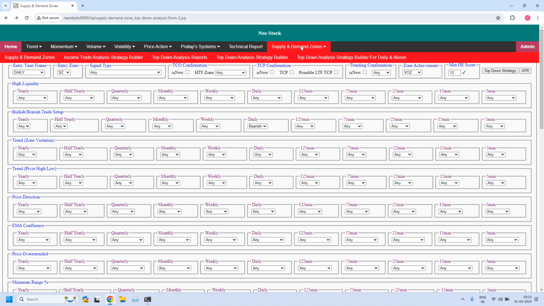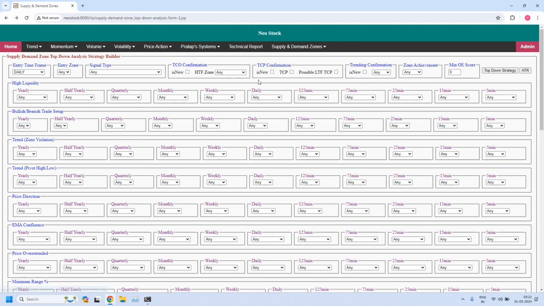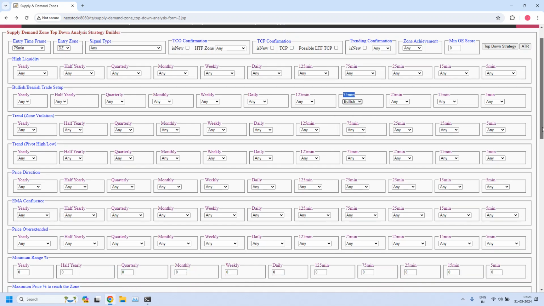Now let us generate bullish and bearish trade setups for weekly income trade. For weekly income trade, the entry time frame is 75 minutes. For bullish trade setup, we have to set a demand zone, and in bullish or bearish trade setup at 75 minutes, I am selecting bullish.